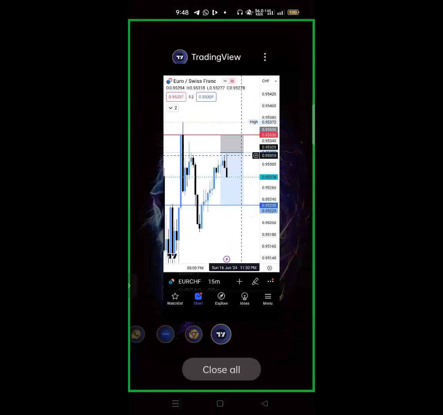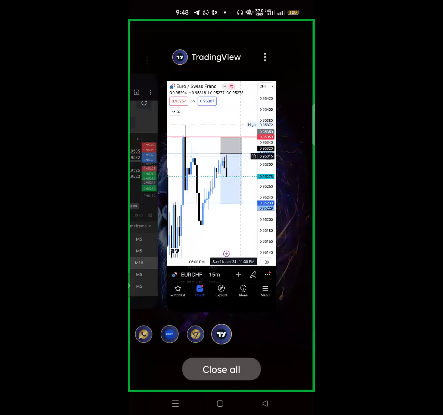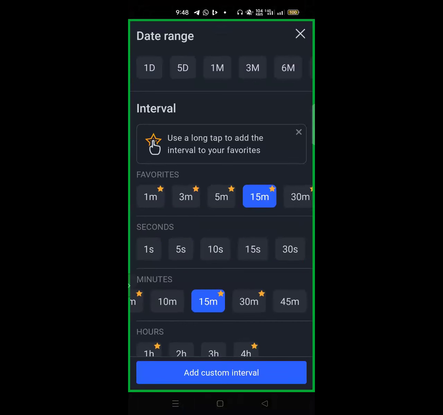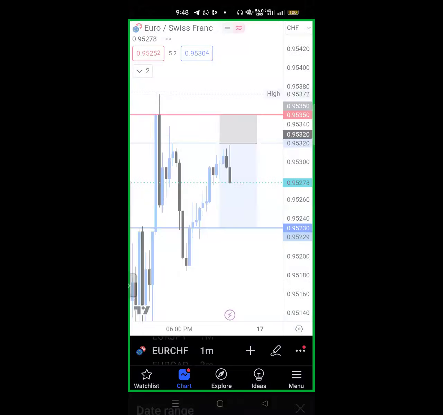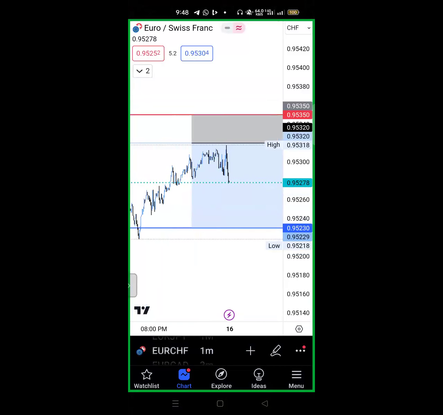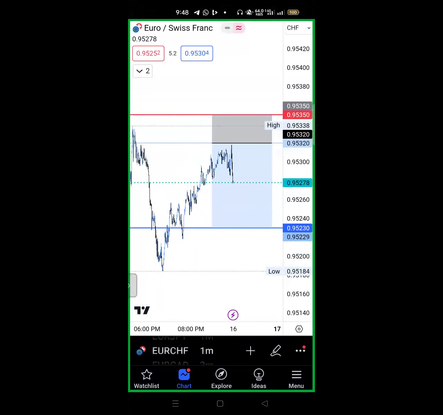That's why we wait for confirmation. Whenever I get to the entry, as I got to the entry now, the next thing is you go to a smaller time frame. From 15 minutes, you can come back to 1 minute. Do you get it, guys? Now that you come back to 1 minute, see what has happened now.